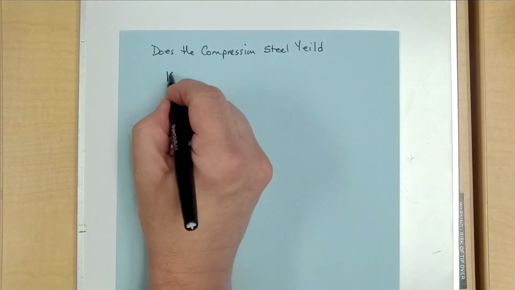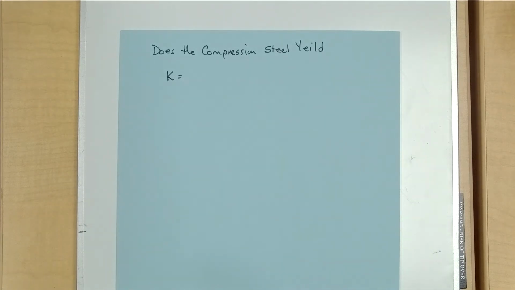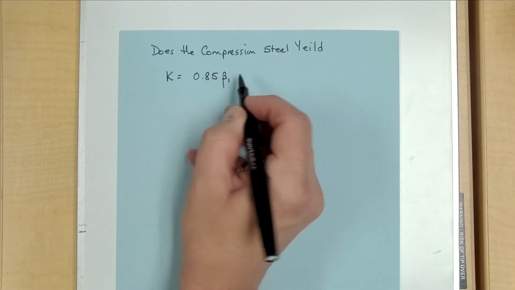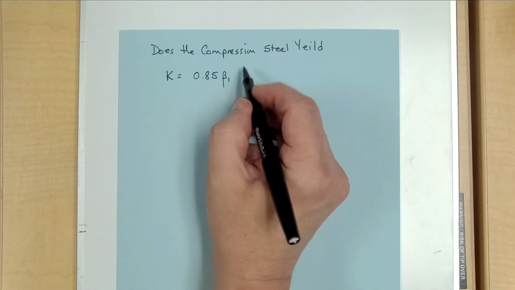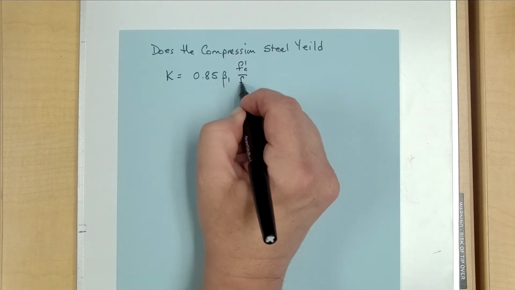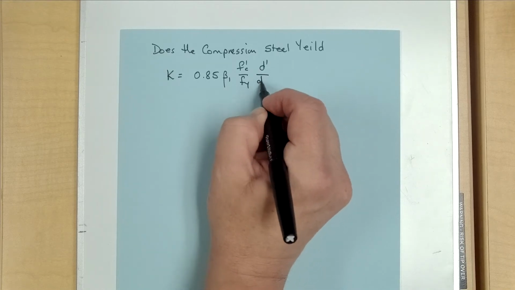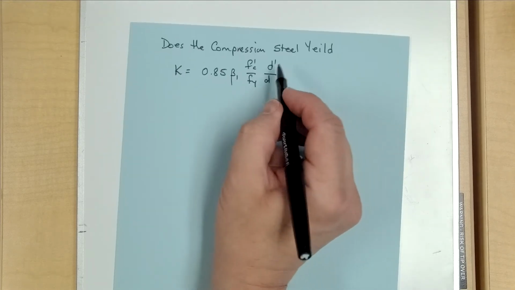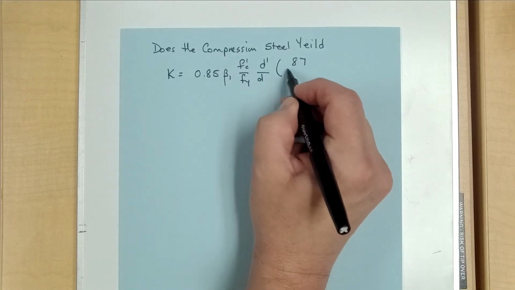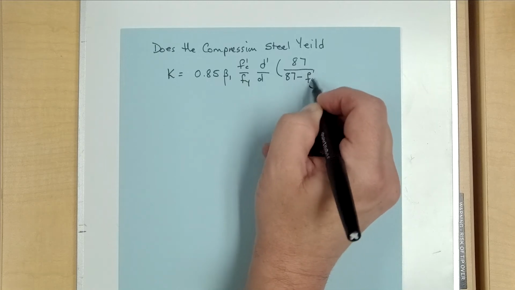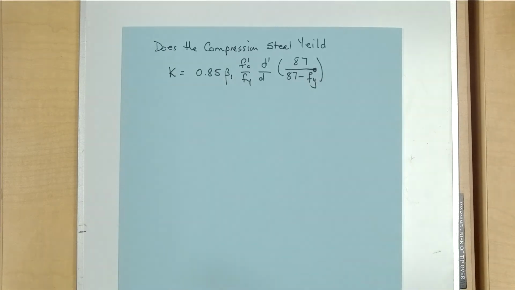To do that, we have to calculate our capital K value, which is equal to 0.85 beta 1 F prime C over F sub Y, D prime over D, multiplied by 87 divided by 87 minus F sub Y. Okay? That's our test statistic. We developed where that came from.